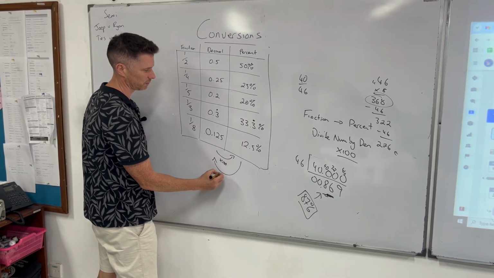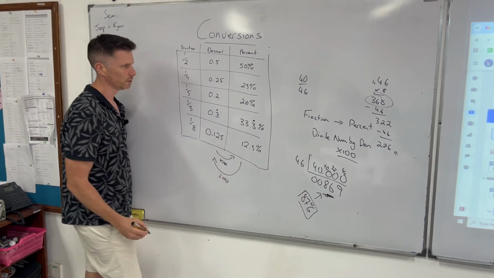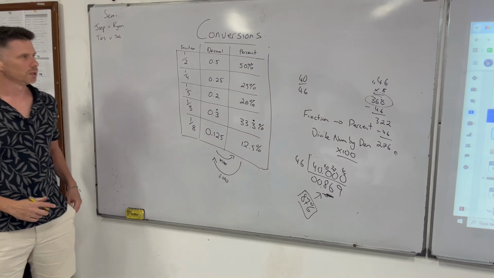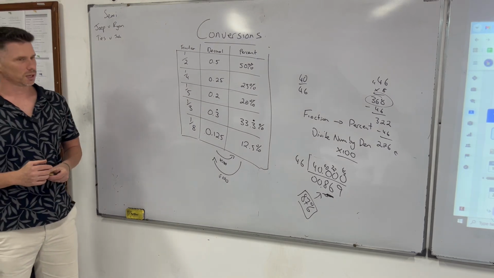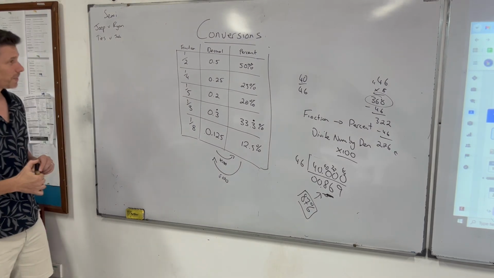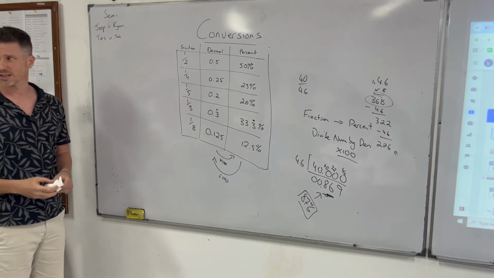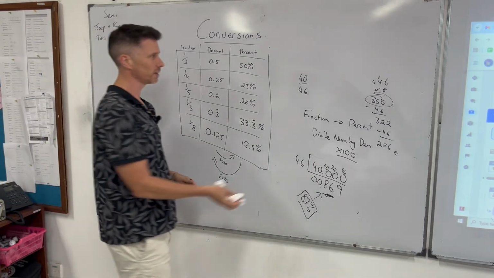Working backwards, I divide by 100. Okay, but the tricky one is always if I get a fraction and I want to convert it to a percentage. That's one thing. The other thing that we did in the starter as well, which we'll go over one more time, is how to get the percentage of an amount without a calculator.